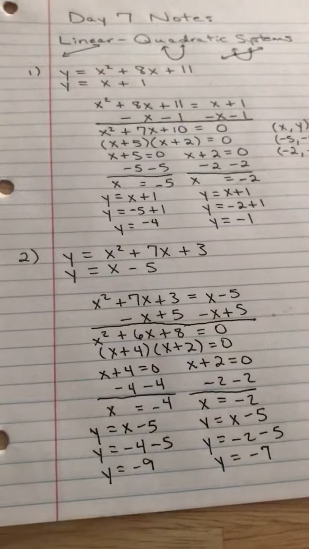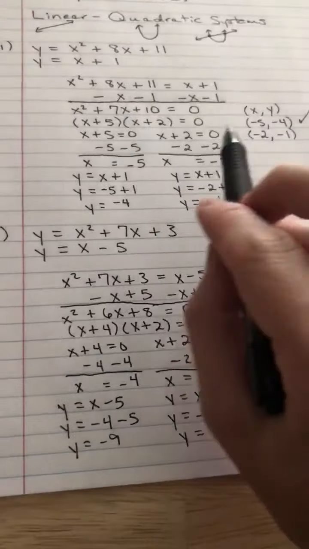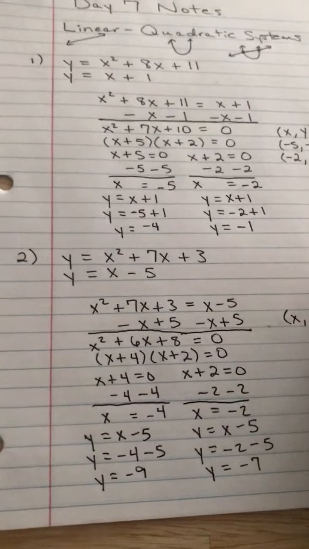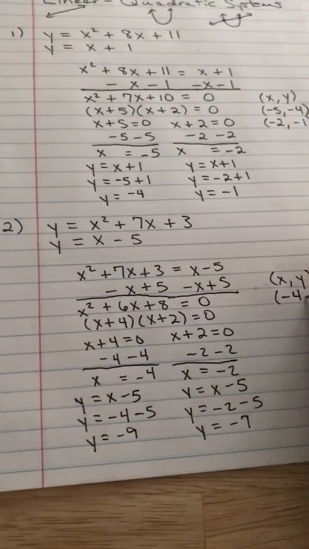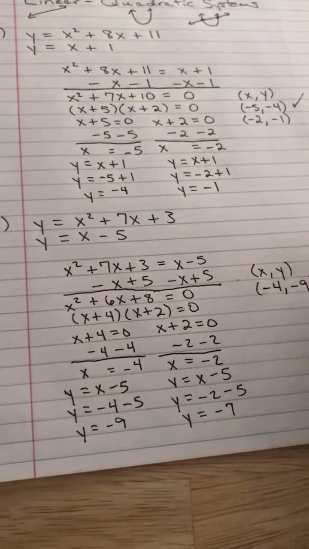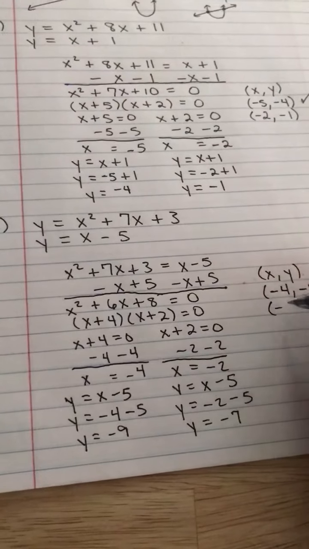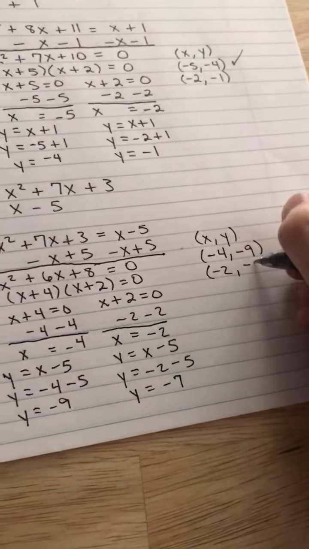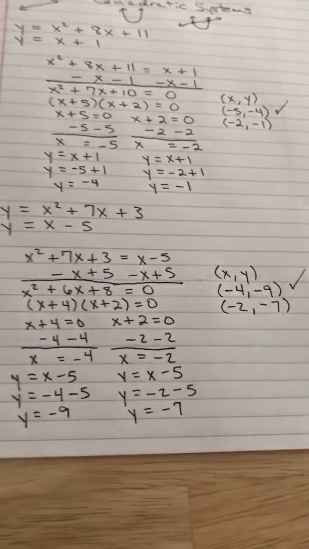So now I've got my x values, I've got my y values, so now I'm ready to write my ordered pairs. Remember, ordered pairs are always going to be written as x comma y, so let's try that. My first x value was negative 4, so let's write that down. And then the y for that was negative 9, right? Done with that one. Over here, the x value is negative 2, and the corresponding y value is negative 7. So let me write that down. And then once you've got your ordered pairs, you are done.